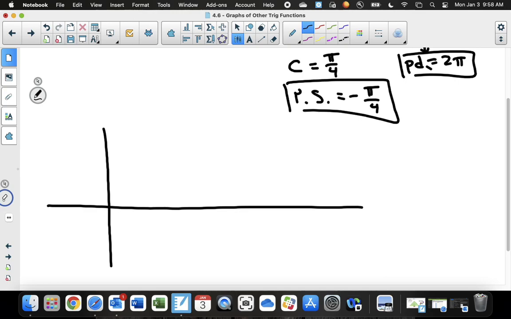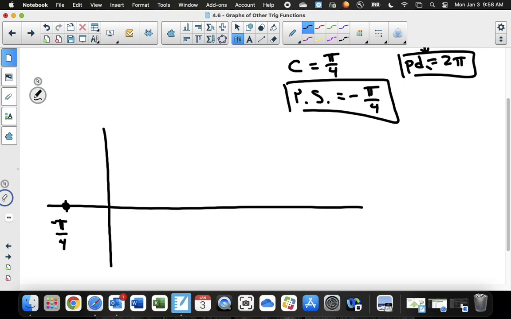So first off, phase shift is negative pi over 4, so we're going from the y-axis to the left now. So let's put in here a negative pi over 4. And what's happening at negative pi over 4? Midline or maximum? This one's a midline because we're dealing with a sine wave. So here's your first midline point of your sine wave.